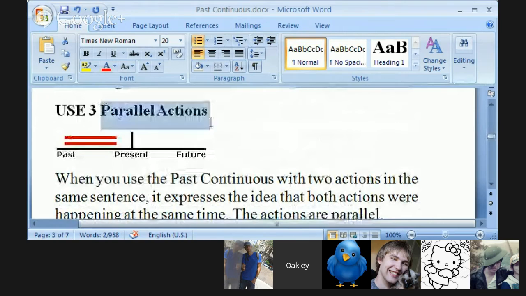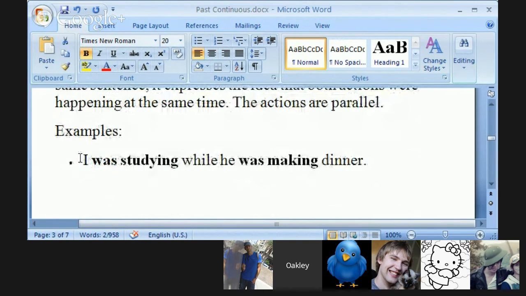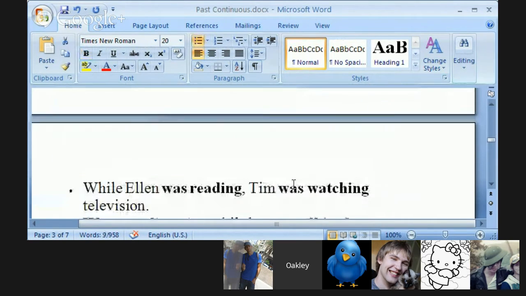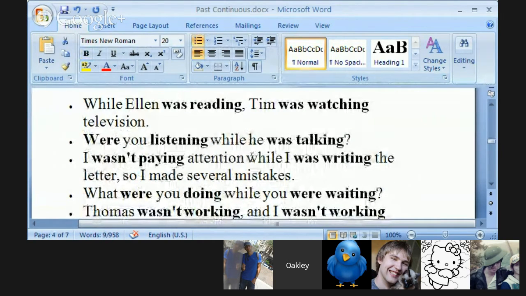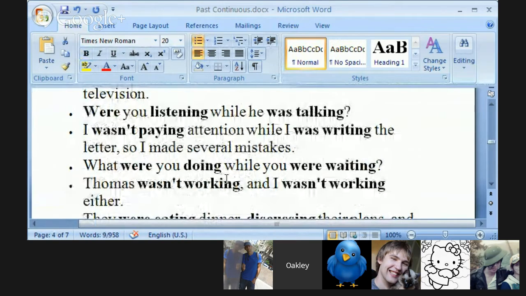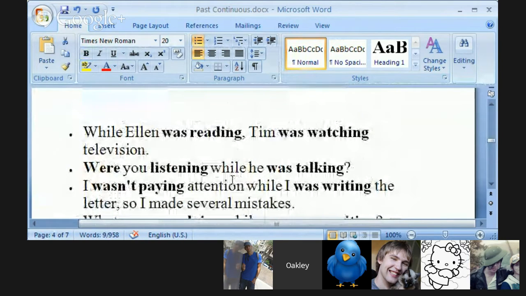I keep showing you that, actually, parallel actions, all right? When you use past continuous with two actions in the same sentence, it expresses the idea that both actions were happening at the same time. I was studying while he was making dinner. Even here, in all of these sentences, you're usually going to use while simply because it makes more sense. While is the time word that means duration.